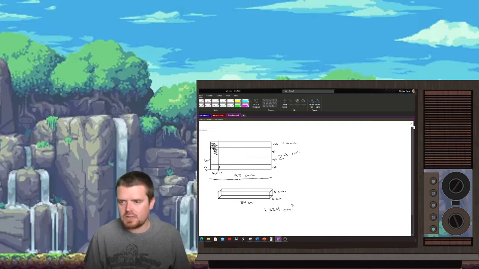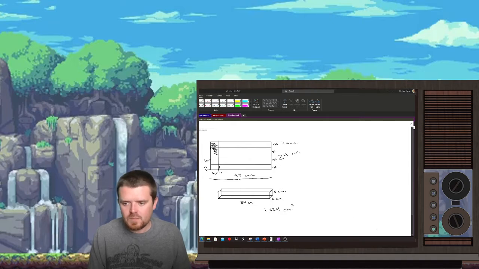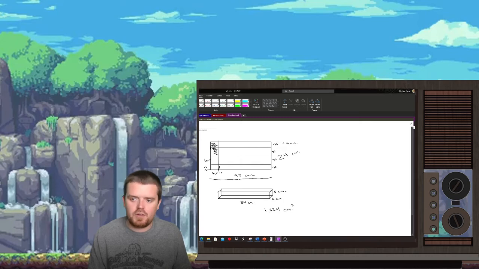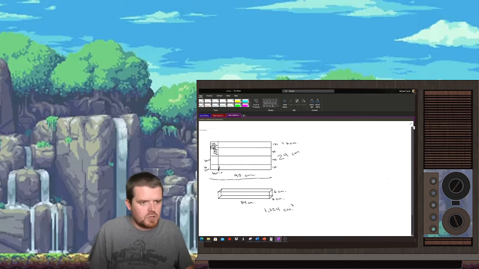So this is 1,224 cubic centimeters. So that is one example of problem solving with constraints, and you'll have a couple examples that look like that on your assignment. Let's say we go to another one.